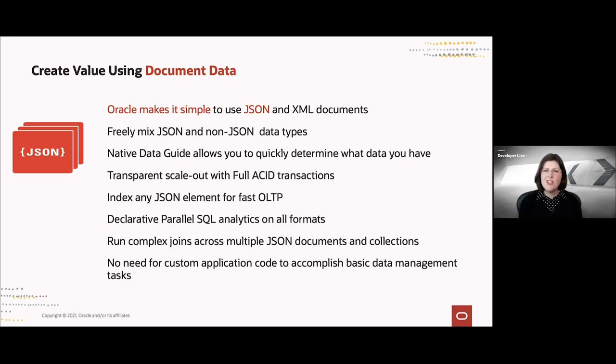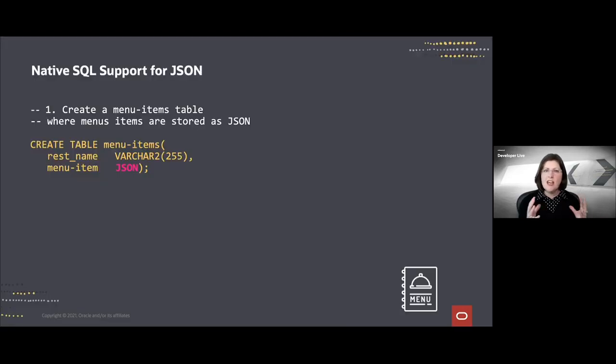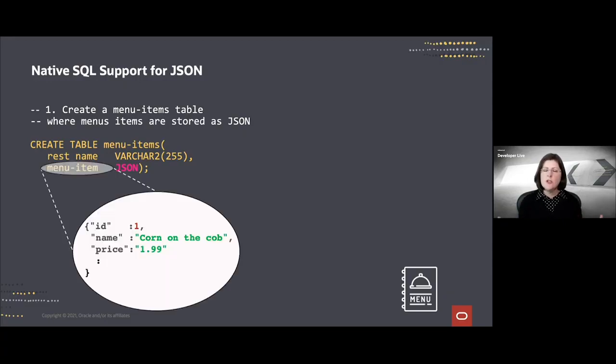So let's take a look at using JSON inside the Oracle database. Here what you see is that I'm creating a table called menu items. It's got two columns, one relational, which is the restaurant name, one is just JSON documents. And those JSON documents are storing information about the different menu items we have in our restaurant. And if we take a look inside one of those JSON documents, we see they're pretty straightforward. I've got an ID for each of the menu items, then the name, the price of that item, and a couple of other attributes about the item.